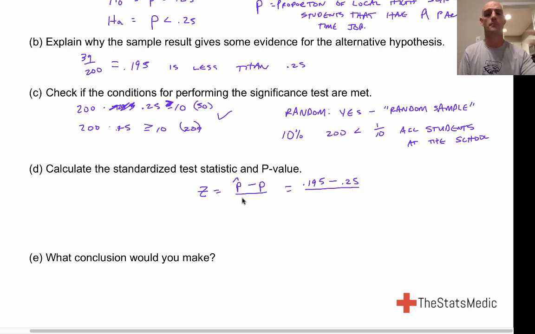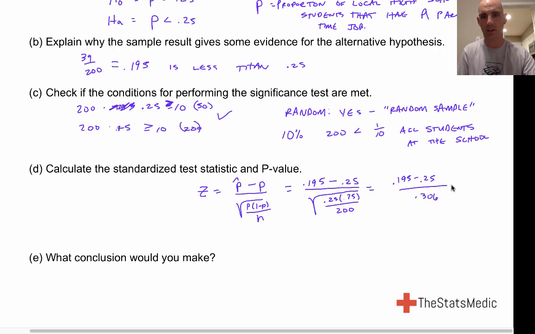Well, the standard deviation is based on the sample proportion. So we've got p, and then 1 minus p, and then n. That's going to be the square root of 0.25 times 0.75 over our number of people, which was 200. When we calculate this, we get 0.195 minus 0.25 over 0.0306, which gives us a z-score of negative 1.797.